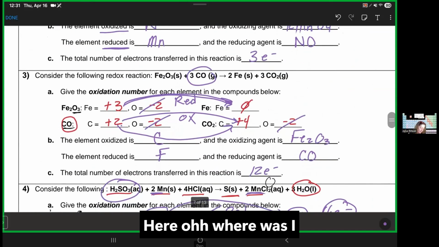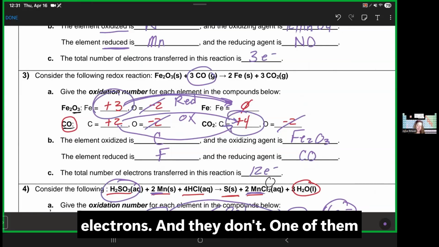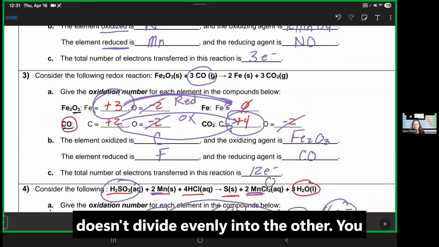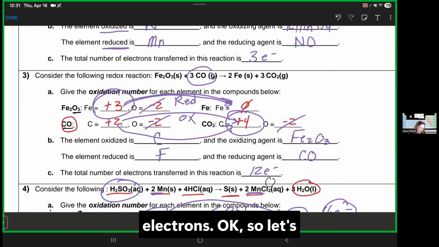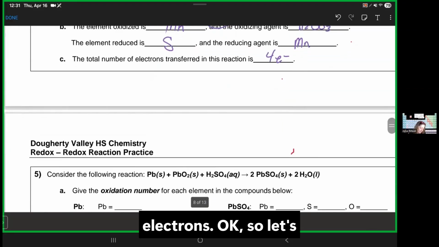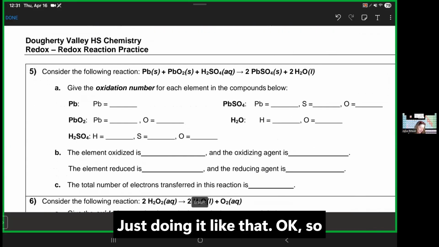Here, where was I there? Because it was 3 electrons and 4 electrons, and one of them doesn't divide evenly into the other, you multiply those by each other. It was 12 electrons. Okay, so let's do a couple more of those. Just doing it like that.